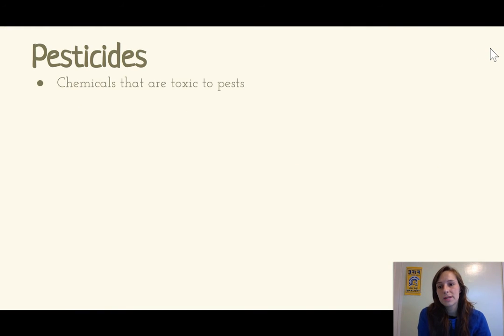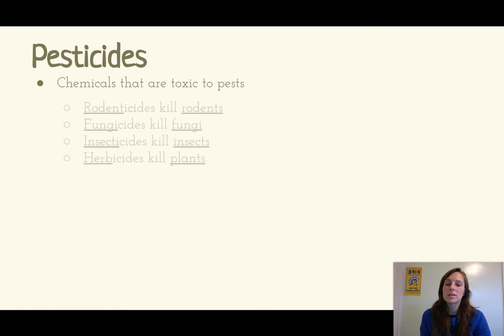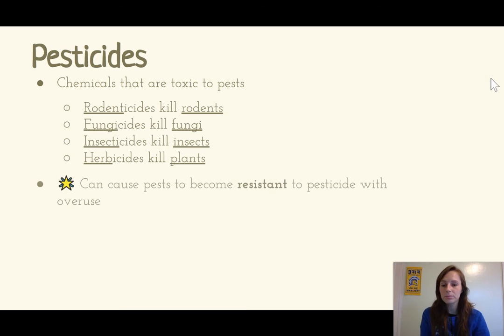So let's start with what are pesticides. These are going to be chemicals that are toxic to pests, and we've got a few different groupings of them. Rodenticides are going to kill rodents. Fungicides are going to kill fungi. Insecticides kill insects, and herbicides are going to kill plants.